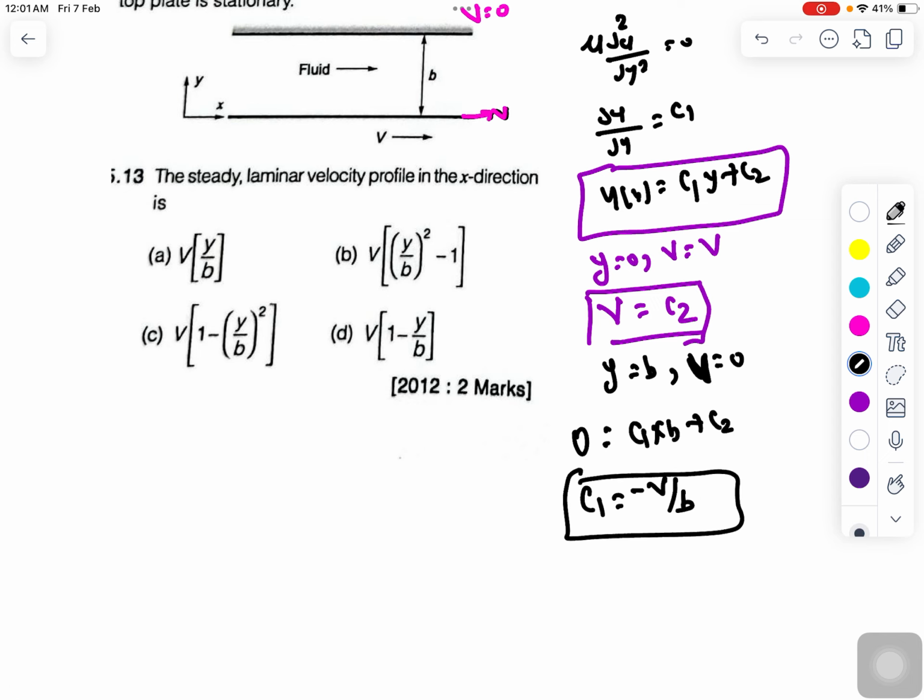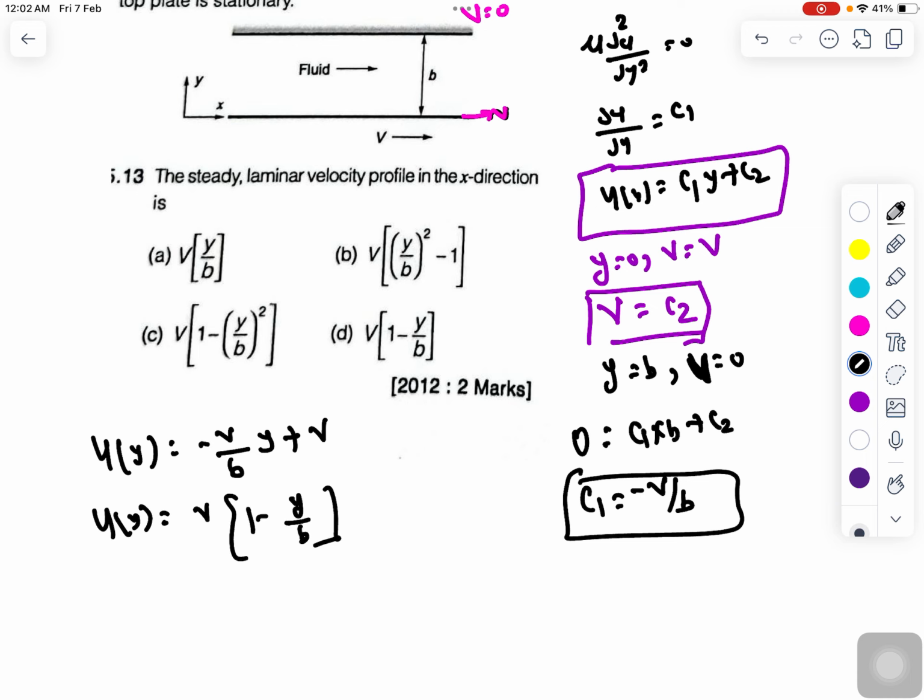Once you get these things, then you can calculate the velocity profile, u(y) equals c1 y plus c2. C1 is minus V divided by b, into y, plus c2 is V. So the velocity profile can be written as V into 1 minus y divided by b. So you can select which of the following options is correct. From here, option D will be your correct answer. Is that clear?